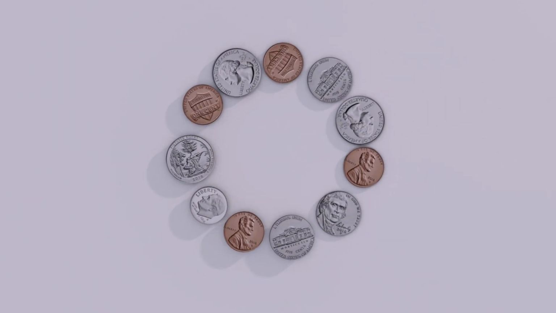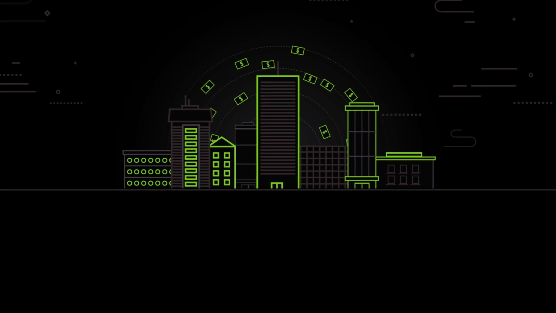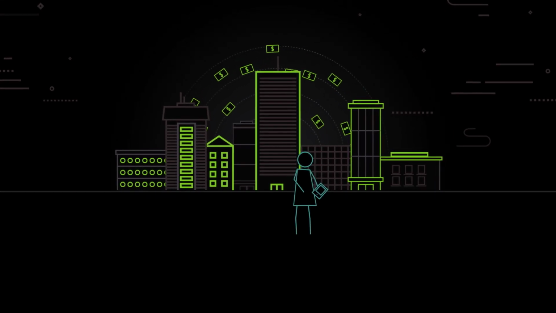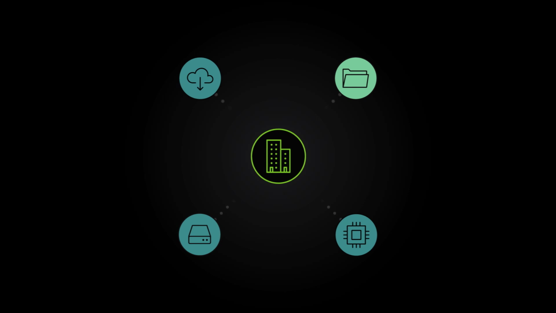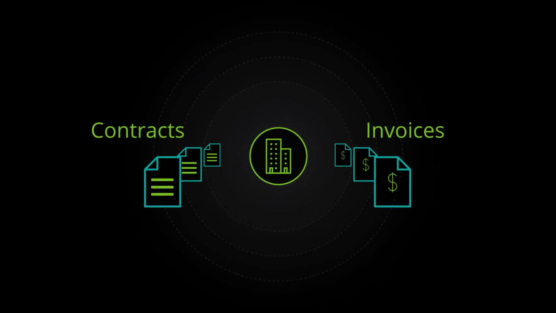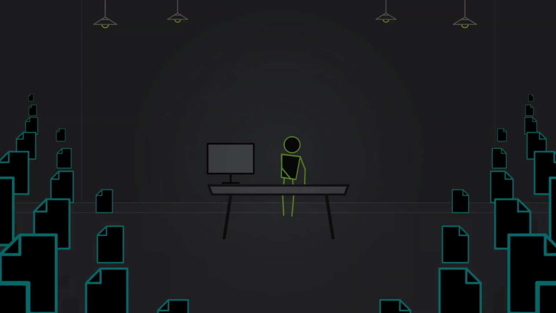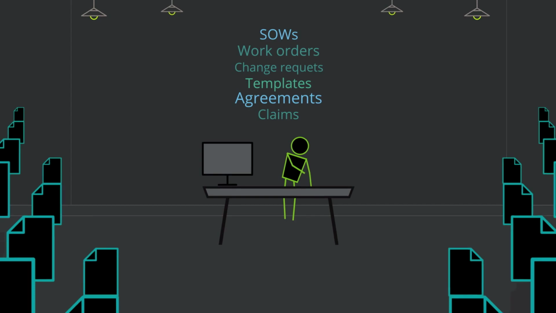Billing is a critical cog in the operation of your business. But it's not as simple as just cutting an invoice. With volumetric data coming from a wide range of sources, making sure your contracts and invoices line up is no easy task. You have to review thousands of documents coming in all shapes and sizes.